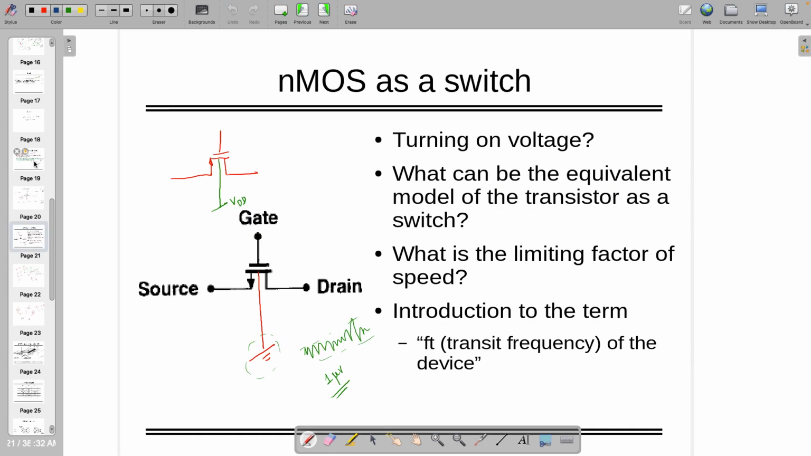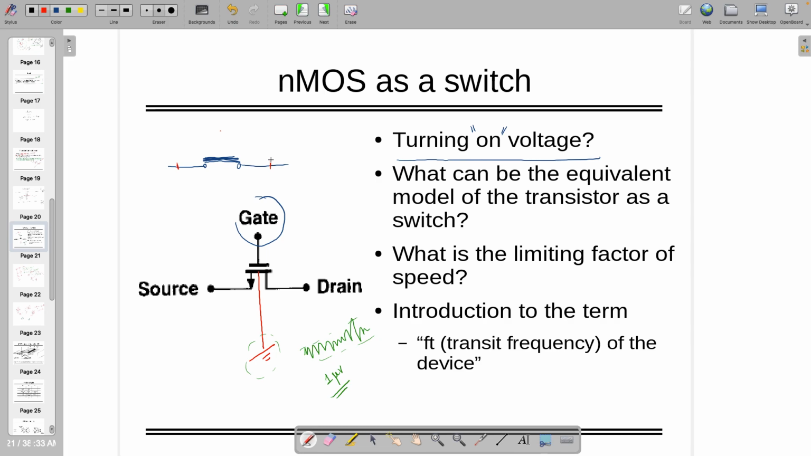Now there is something called turning on voltage. Whenever you are using a switch, there is a gate which is going to put this particular transistor in on mode. When it is on, there is a direct connection between input and output, right? So this is called the on state.